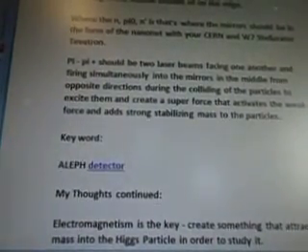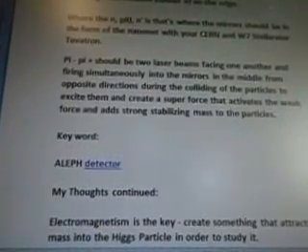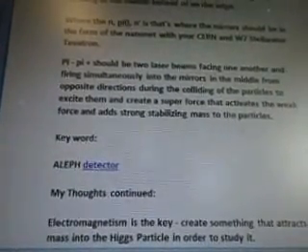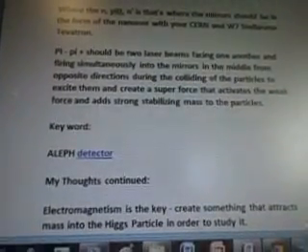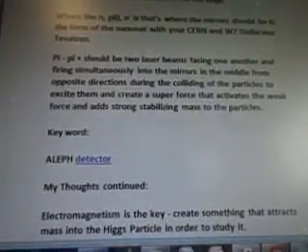And pi should be 2 laser beams facing one another and firing simultaneously into the mirrors in the middle from the opposite directions during the colliding of the particles to excite them and create a super force that activates the weak force and adds strong stabilizing mass to the particles. The key word is ALEPH detector.